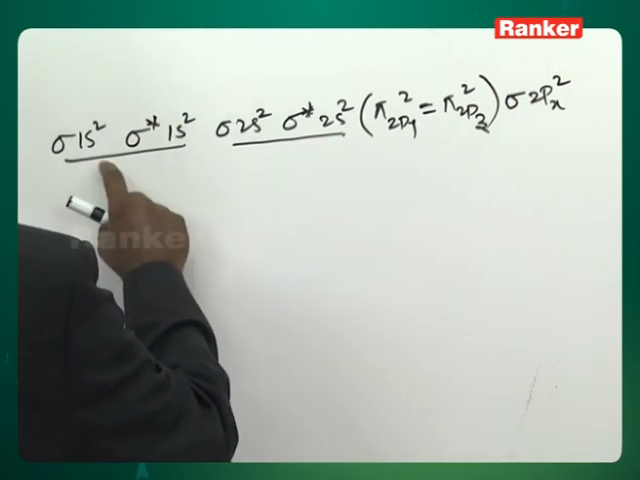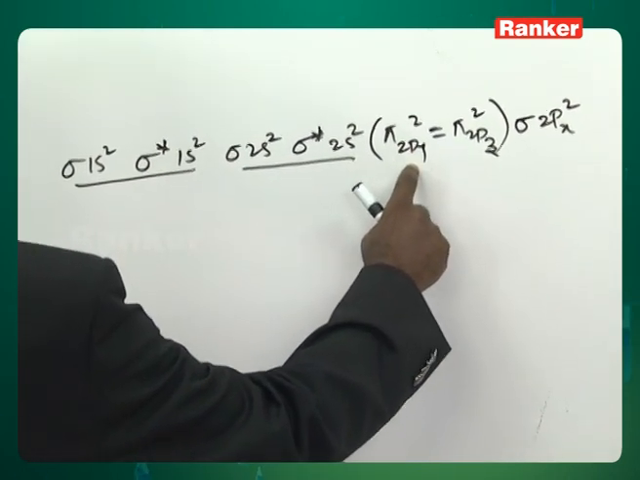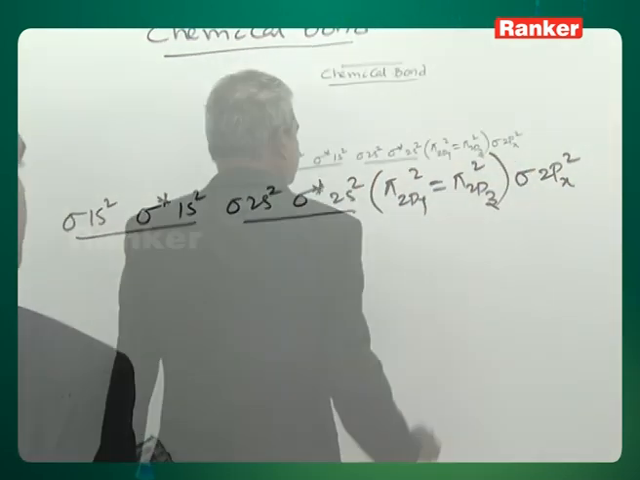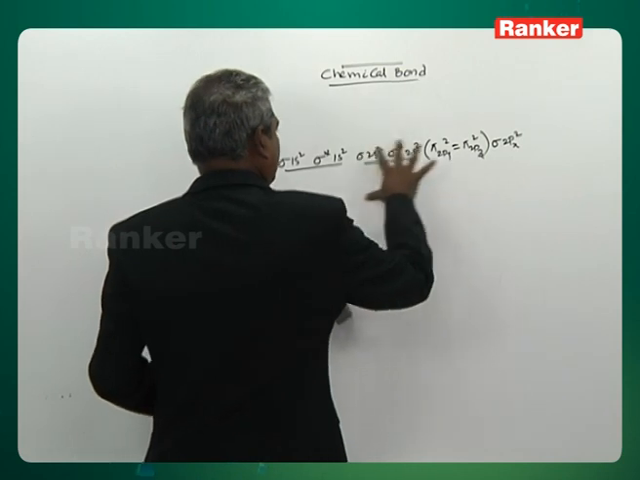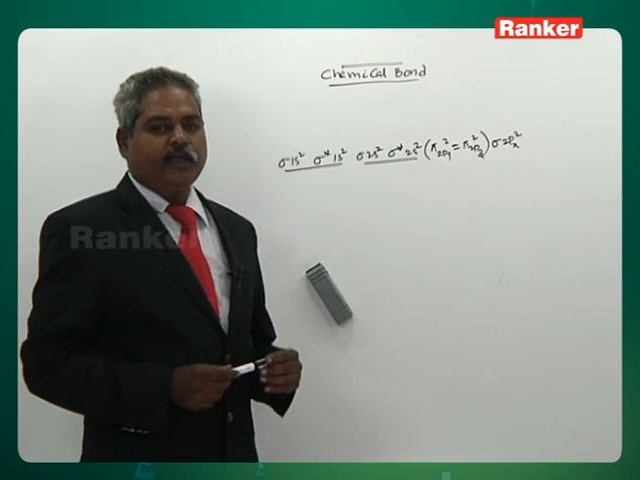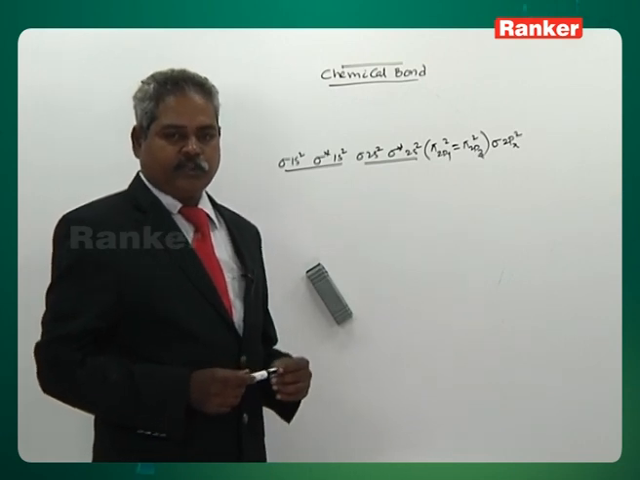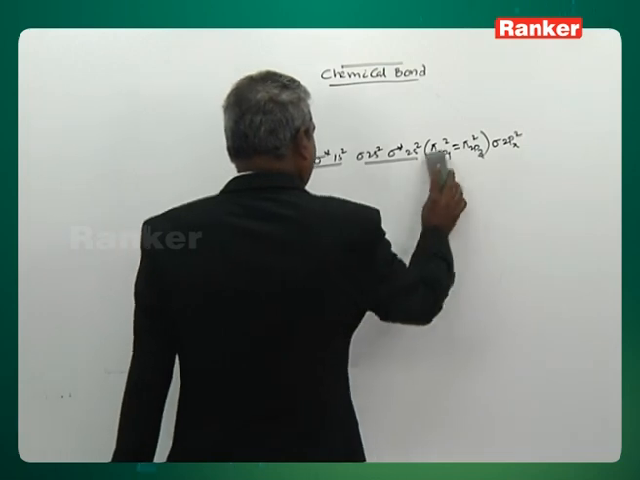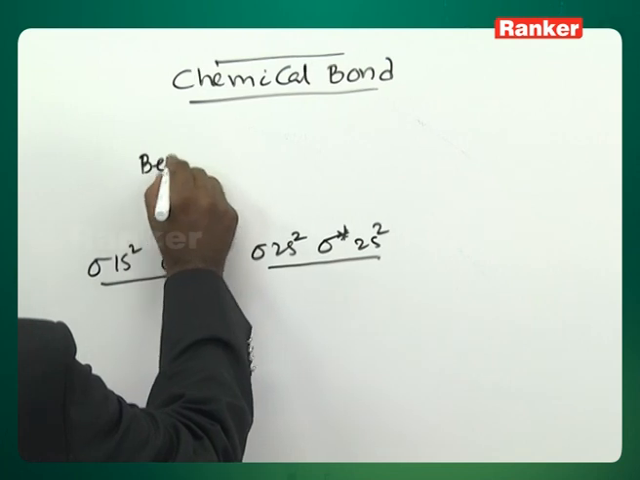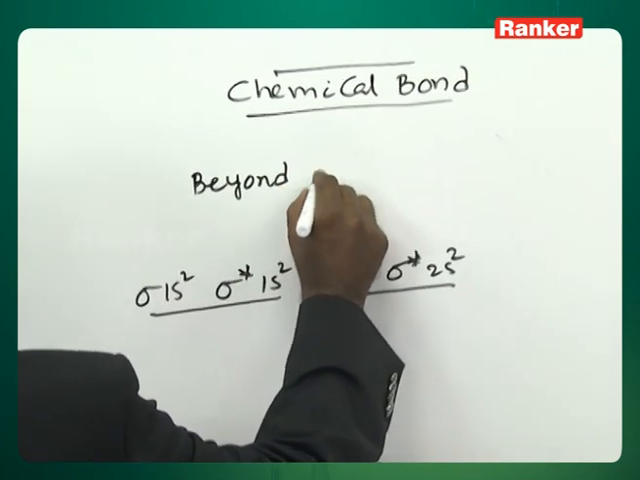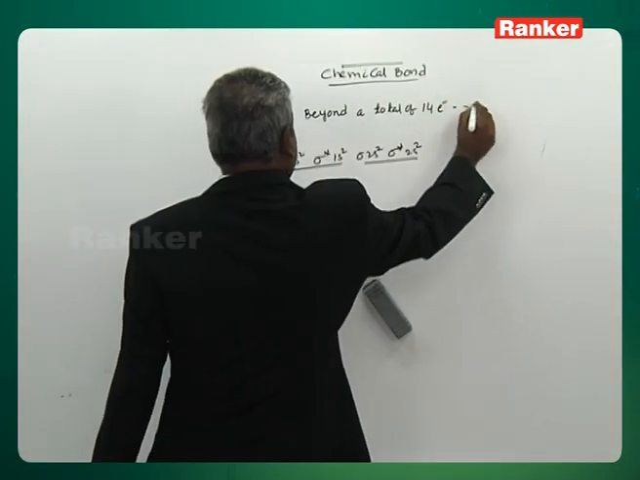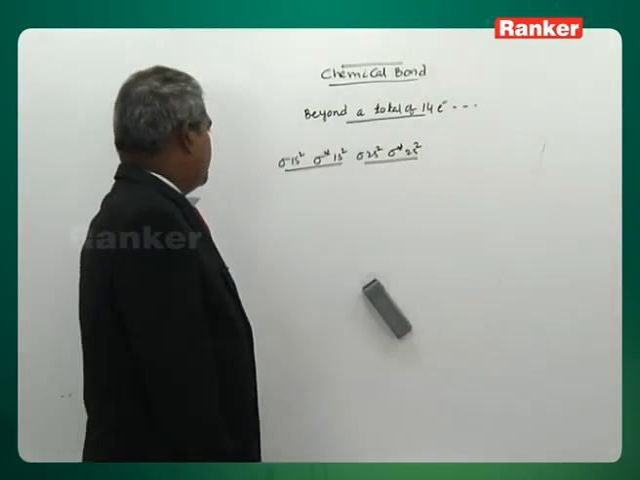11, it will be 2, 2, 2, 2, 2, 1. 12, up to this, 13, 14. This is the electronic configuration of nitrogen, and beyond nitrogen up to 8 electrons, it is the same, sigma, sigma, everything. After 8, beyond a total of 14 electrons, this is the configuration.